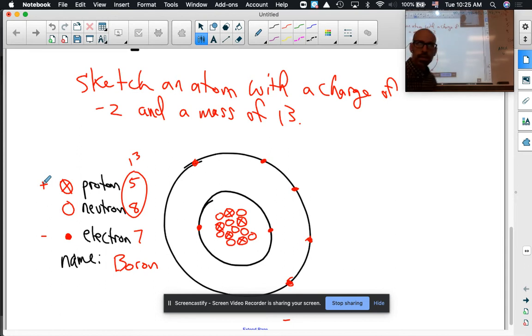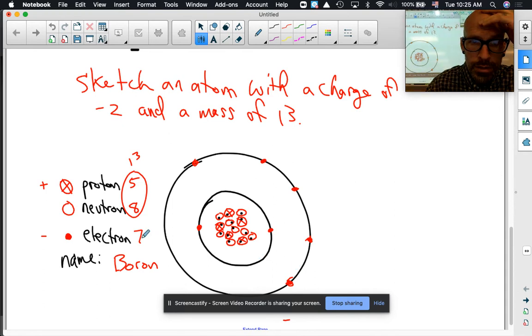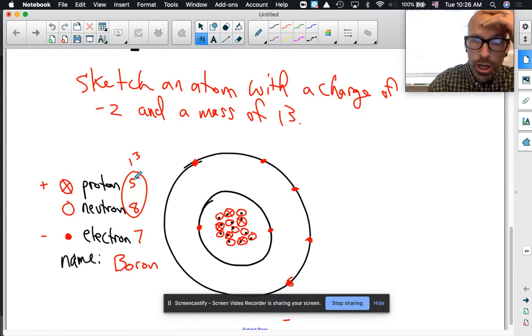So this atom satisfies the requirements of having a mass of 13, because I have 1, 2, 3, 4, 5, 6, 7, 8, 9, 10, 11, 12, 13 in my nucleus, which means I have a mass of 13. I have 1, 2, 3, 4, 5, 6, 7 electrons. So 7 minuses and 5 pluses makes a net charge, like they did in the simulator, of -2. And it's boron.